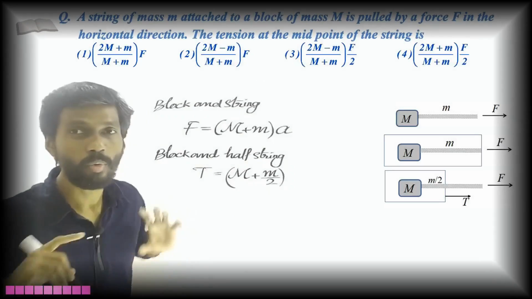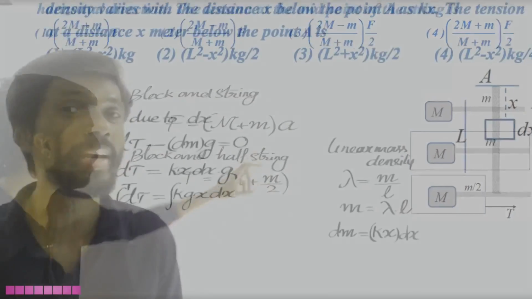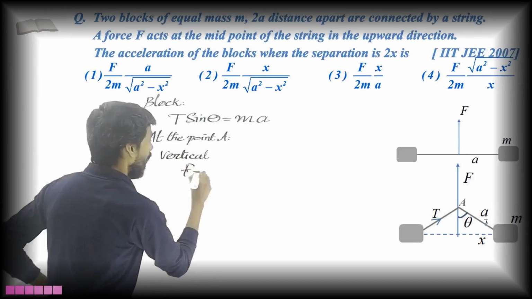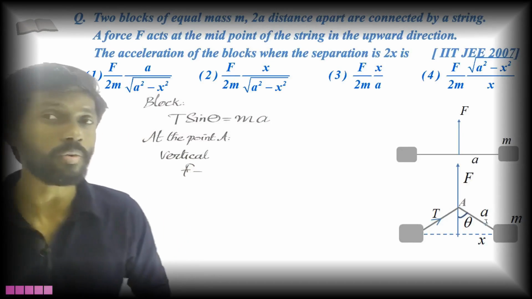All these objects move together, which means they all have the same acceleration. Finding the weight of the whole string, we have to find the weight of only that portion, and the tension is acting in the vertically downward direction, only the component of the tension.